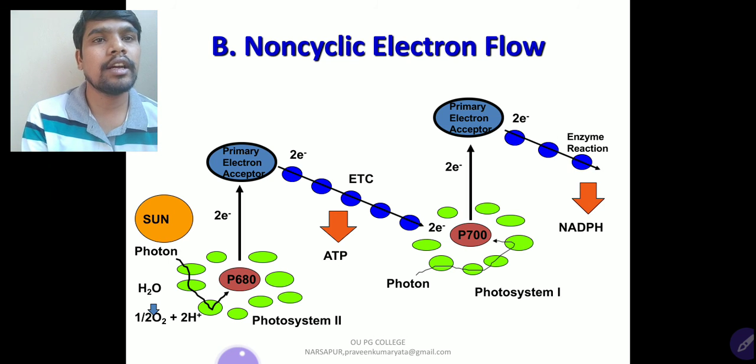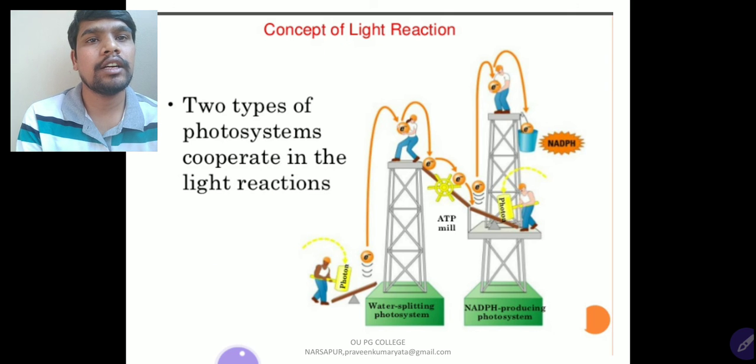One is cyclic and another non-cyclic, and these are also similar. Just check it once clearly. And two types of photosystems. This is a similar picture of photosystem 1 and 2, the concept of light reaction. Two types of photosystems cooperate in the light reactions. One is a water splitting photosystem and another one is an NADPH producing photosystem. So see the pictures clearly.